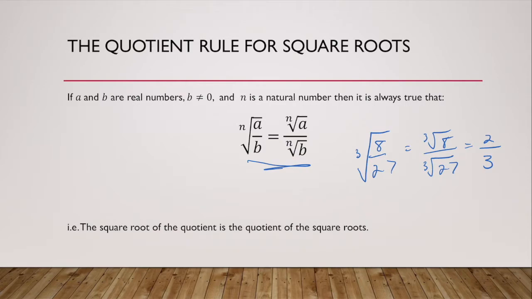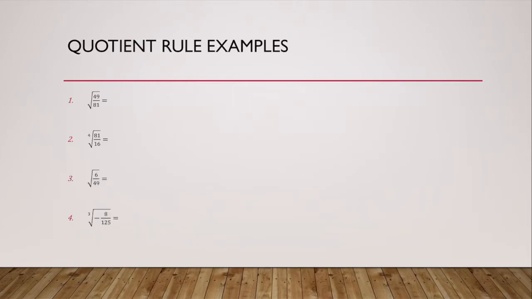So let's work through some examples. If I have the square root of 49 over 81, that becomes the square root of 49 over the square root of 81, which is 7/9, and I can't simplify that fraction any further. If I have the 4th root of 81/16, that becomes the 4th root of 81 over the 4th root of 16, which becomes 3/2.